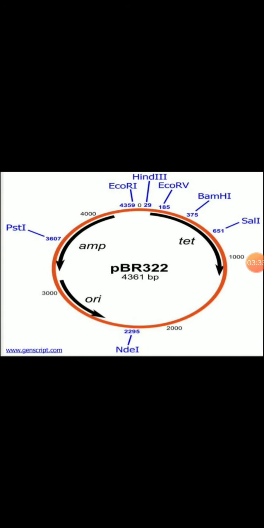What are the examples of the vector? There are different kinds of vectors, like plasmids. As I told you, plasmid means the extra chromosomal material of the bacterial cells. So plasmid, then the lambda vector, then the different transposons, then the viral genomes, then the cosmid, BAC, YAC. These can act as a vector.